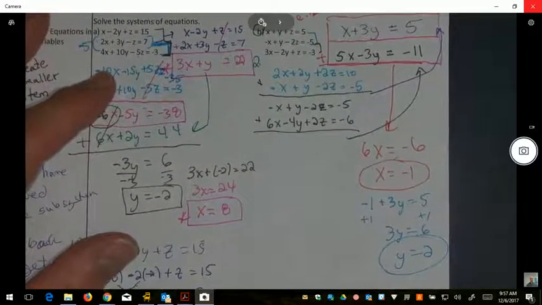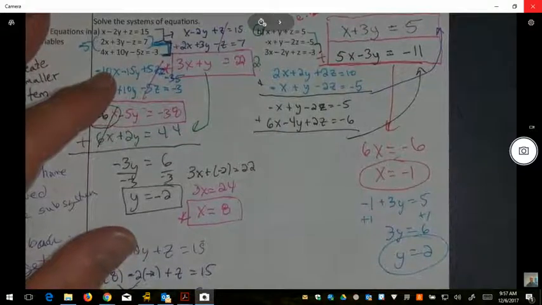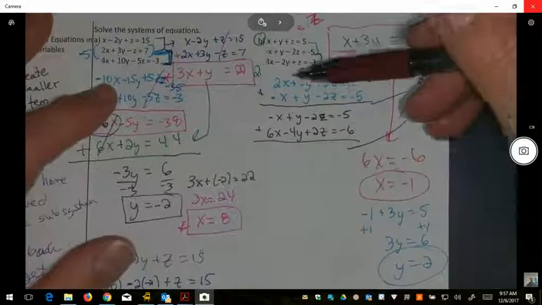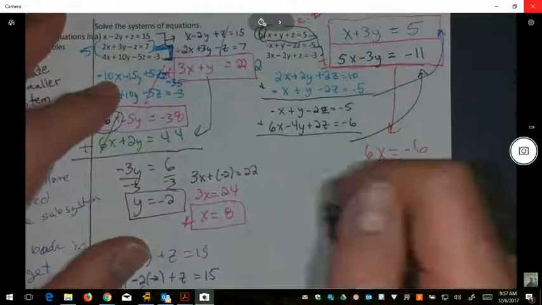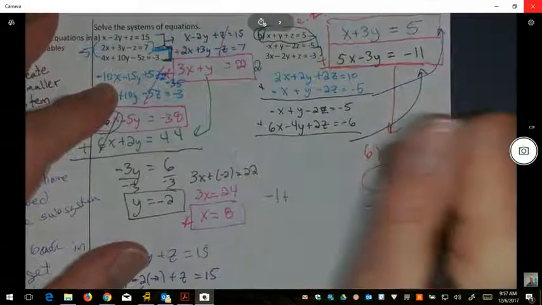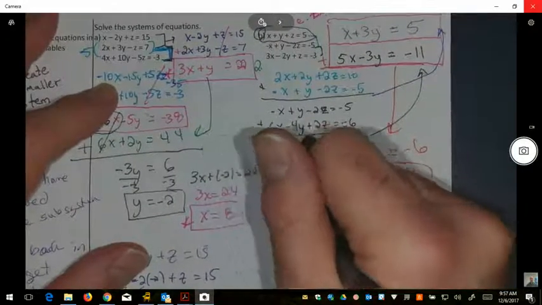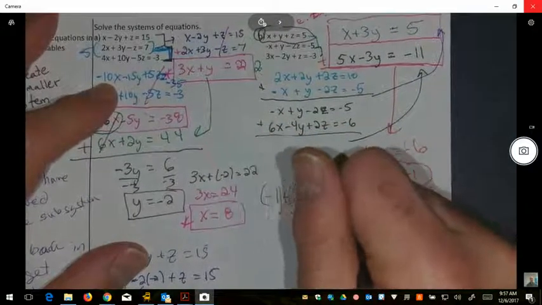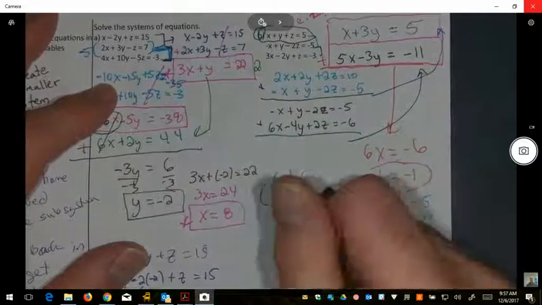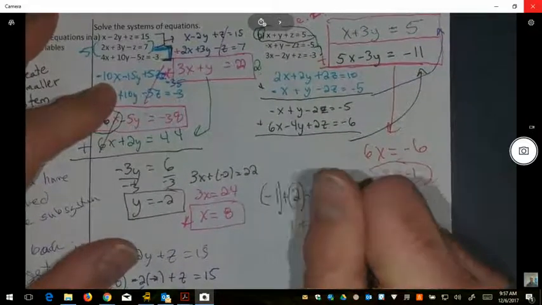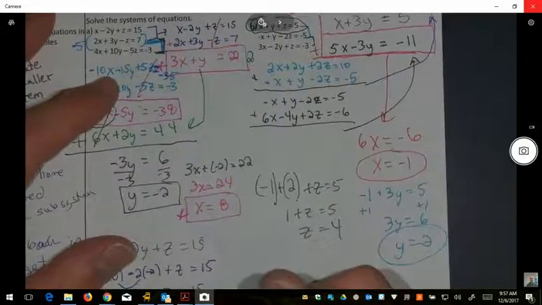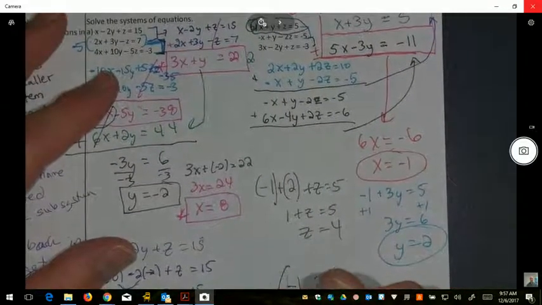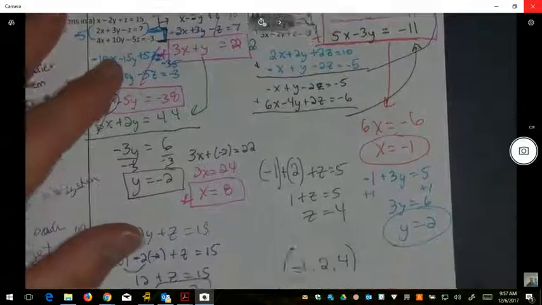Now I'm going to go back to the original system that we eliminated z from, because that was easy. And we're just going to plug in x and y and solve for z. So negative 1 plus 2 plus z equals 5. That's going to be 1 plus z equals 5, so z equals 4. As an ordered triple, this is negative 1, 2, 4.